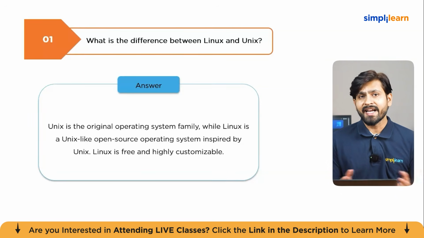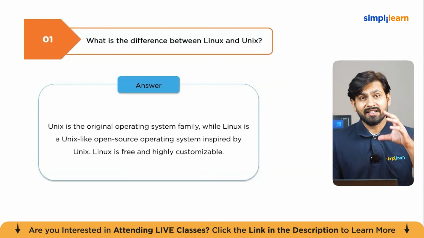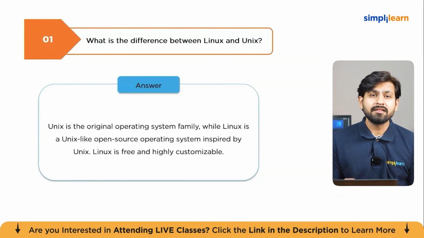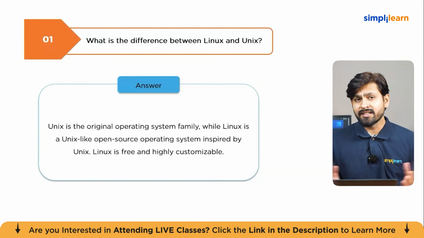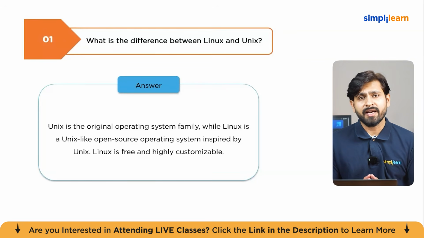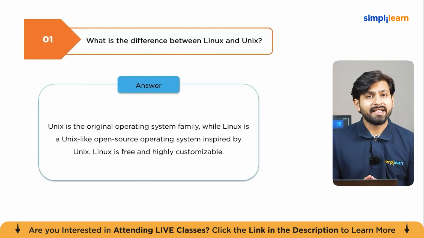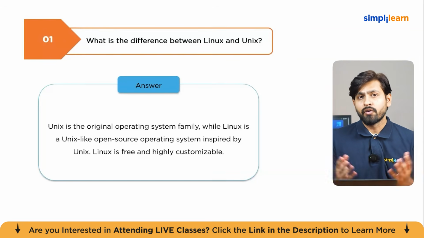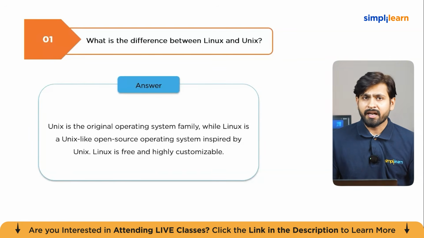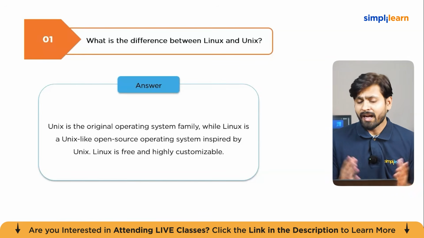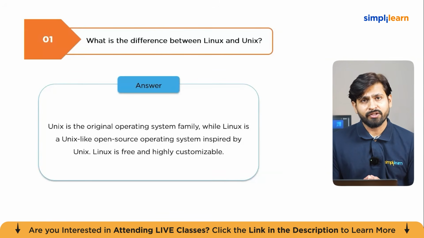If you make a Venn diagram, then Unix is at the top of the food chain and under this comes Linux. Linux is also free and highly customizable. You can find Linux operating systems like Ubuntu, which I use a lot, and there are other distributions also like Fedora and Red Hat. This is also one of the most developer-friendly operating systems. I hope you would have got the answer for the same. Now let us move on to the next question.